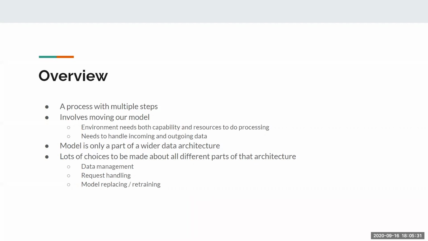Generally, you want your model to be a part of a wider architecture, either storing the results for later use elsewhere or giving them back to a user. And the architecture that handles that can be as big or as small as is necessary. And there are lots of choices that need to be made about the different parts of that architecture to facilitate what you actually want to do with your model. In this case, the data management of getting new data to your model, getting results to your user or to wherever it is that they're going to be stored or made use of.